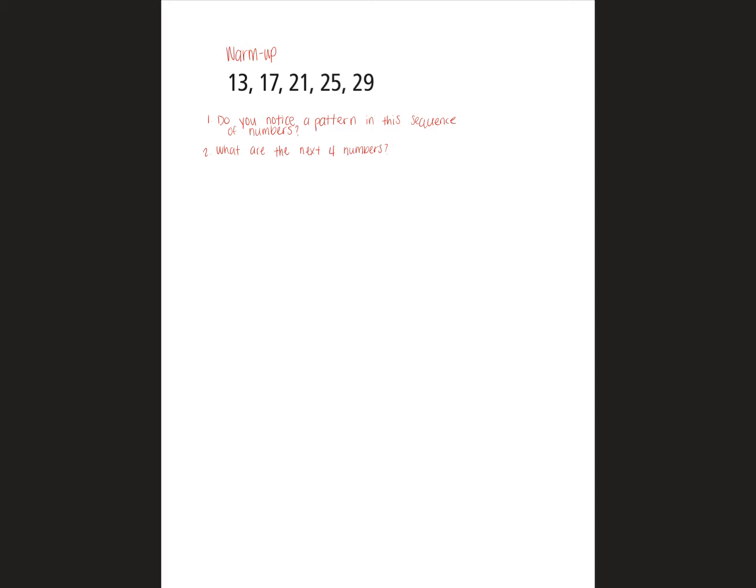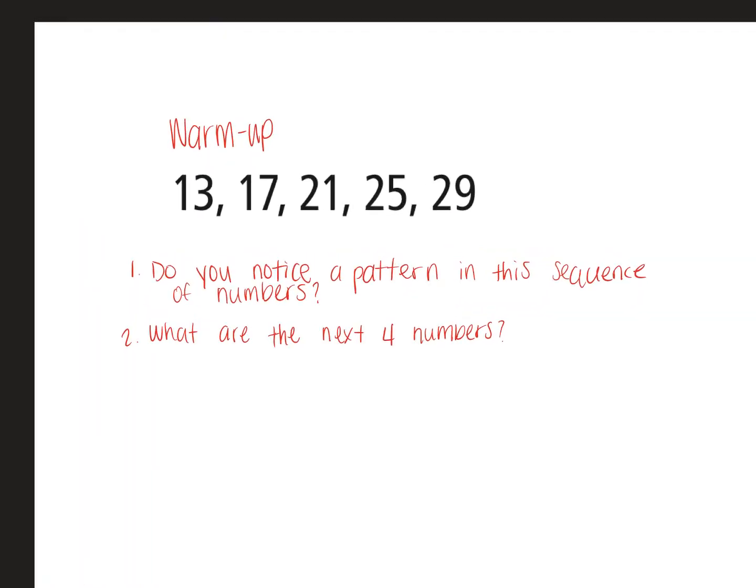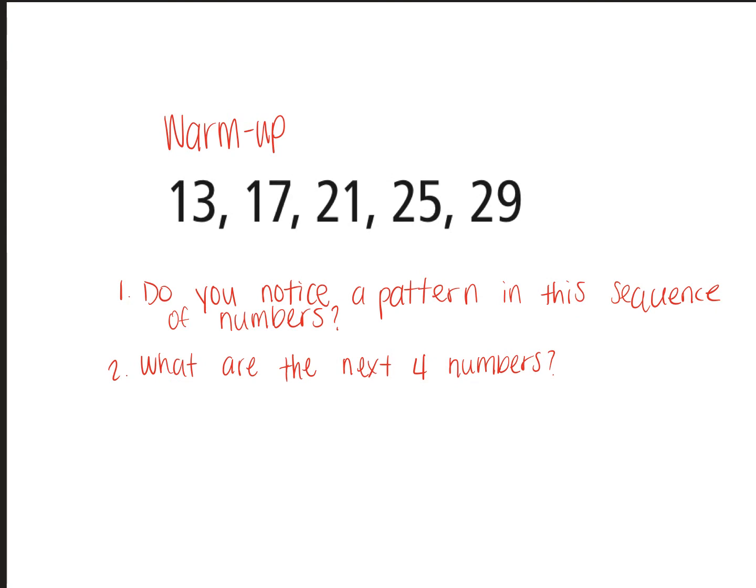All right, so looking at the warm-up, we have a list of numbers here: 13, 17, 21, 25, and 29. Do you notice a pattern in the sequence of numbers?